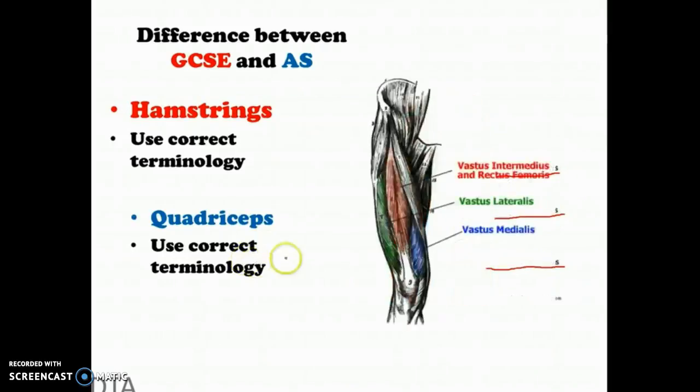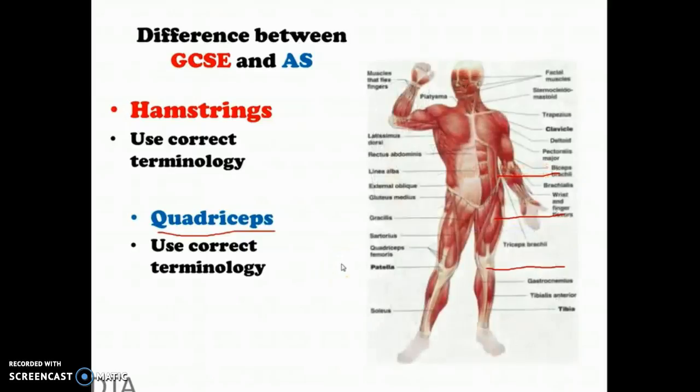Okay, and exactly the same is going to take place with the quadricep group. It's using the correct terminology. Vastus intermedius and rectus femoris, vastus lateralis and vastus medialis. Quadricep group won't score, as I mentioned before, identifying the individual muscles.